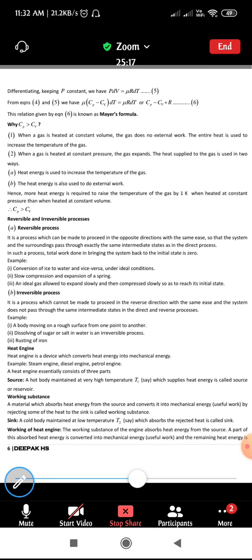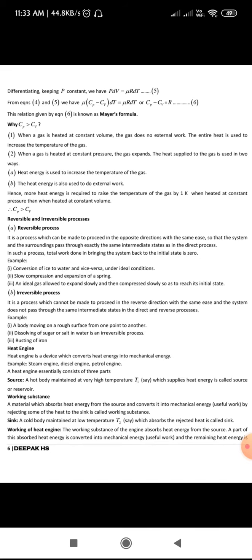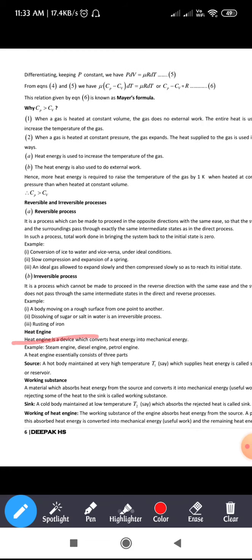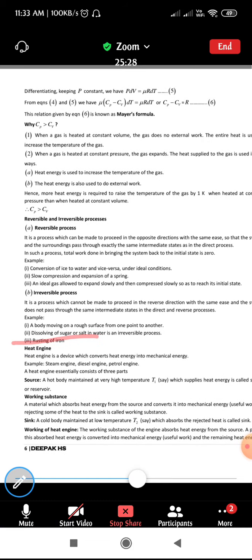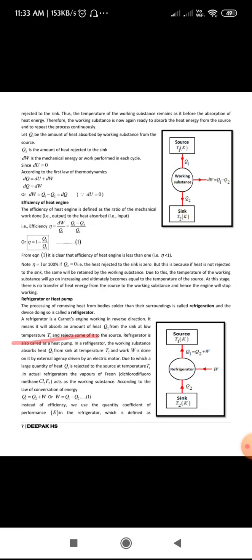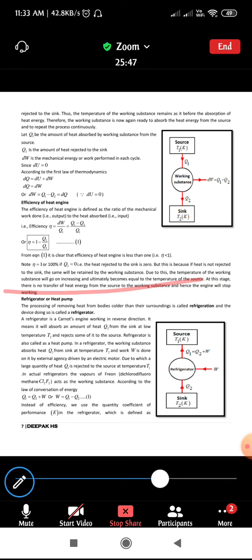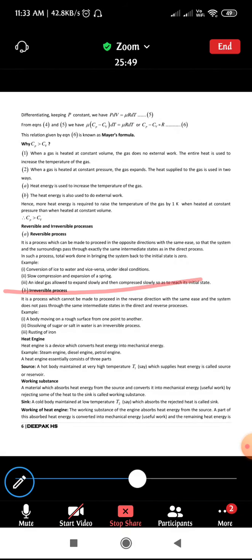So in this chapter, the heat engine, which is next, has been deleted. So heat engine is not there. The refrigerator is not there either; they have removed both. Heat engine and refrigerator have been removed only for this academic year. Hence we will not go through the refrigerator and heat engine now.